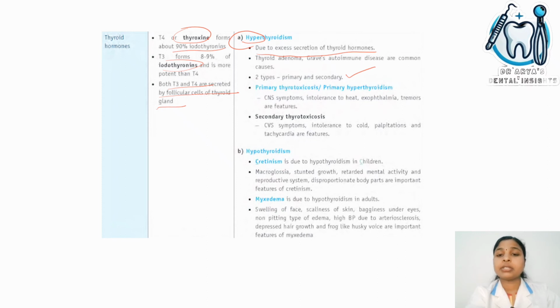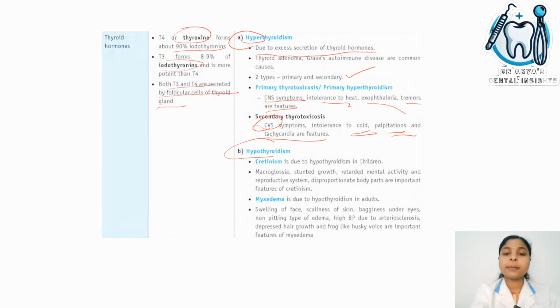Primary thyrotoxicosis or primary hyperthyroidism, there are CNS symptoms, intolerance to heat, exophthalmia, tremors are the features. And for secondary thyrotoxicosis, there is severe symptoms, intolerance to cold, palpitations, and tachycardia are the features.